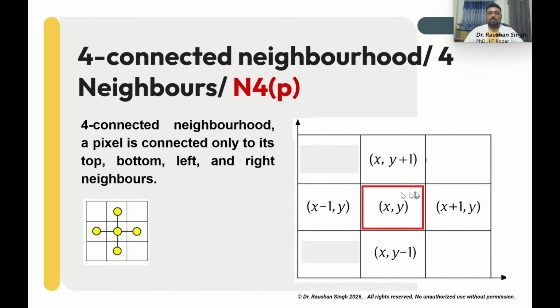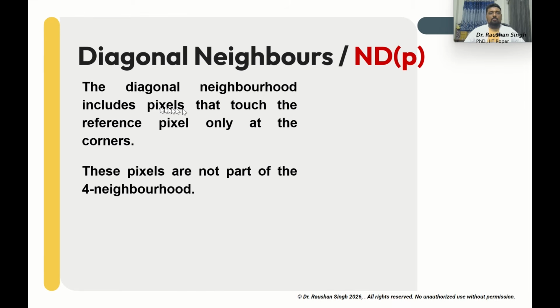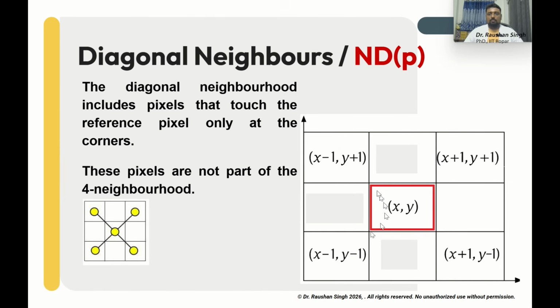Okay, so you can see here the diagonal neighborhood includes pixels that touch the reference pixel only at the corners. So it will be just touching it on the corners only. Okay, you can see like this. So this pixel is connected here, here, here and here. So these are basically not part of the 4 neighborhood. Like this the pixel will be connected. So the central pixel has this relationship with other pixels, and that is called the diagonal neighborhood.